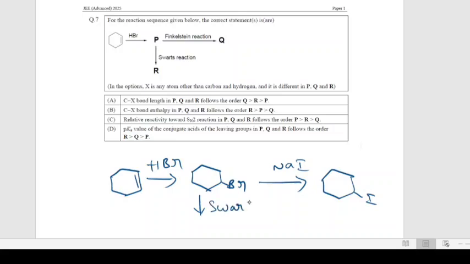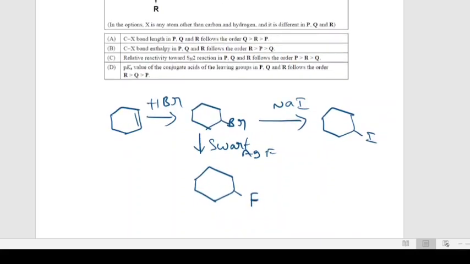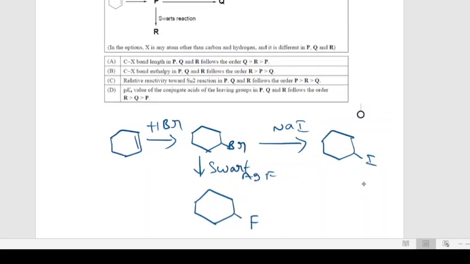And in the case of the Swarts reaction meant for fluorination, in presence of AgF, it readily gives cyclohexyl fluoride, right? Cyclohexyl fluoride. So the Q is this one, and the R is this one. And what they are asking for here is the C-X bond length and bond enthalpies, right?